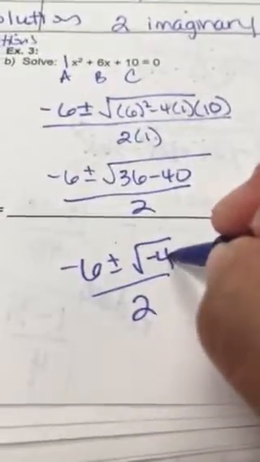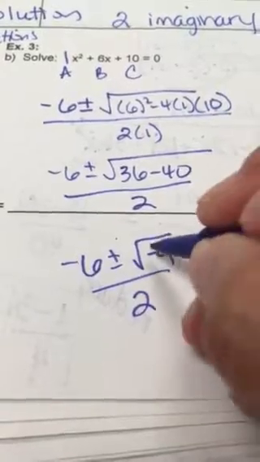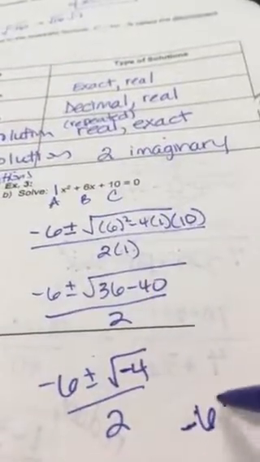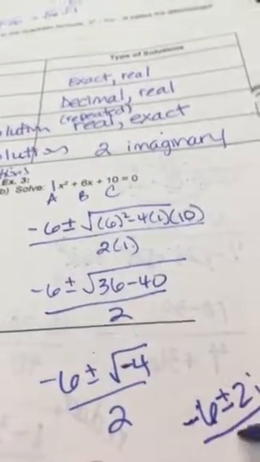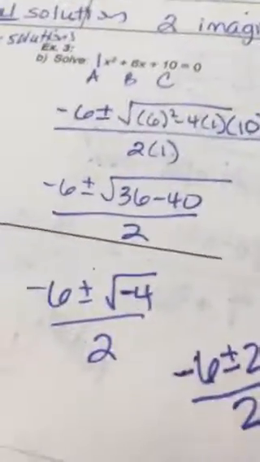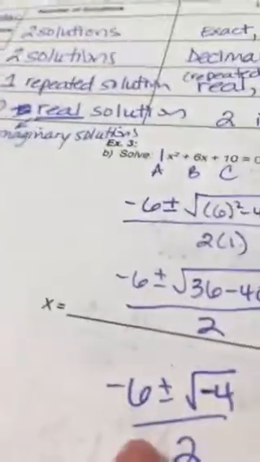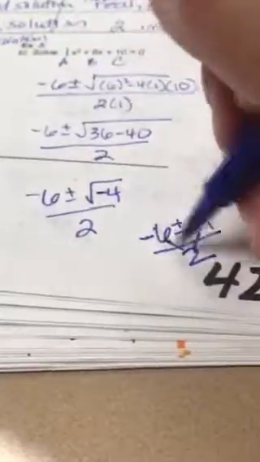Okay, so this one I can do because it's a nice perfect square. Although it has the negative, I'm just going to have i. So negative 6 plus or minus 2i over 2. I can divide both of these, so I have to divide both. So negative 3 plus or minus 1i, or negative 3 plus or minus i is fine too.